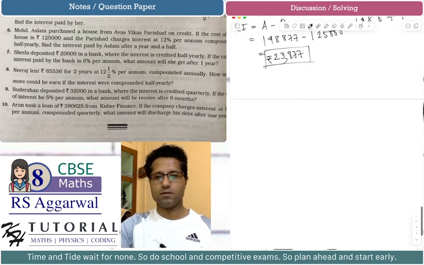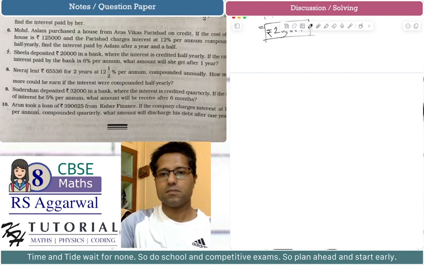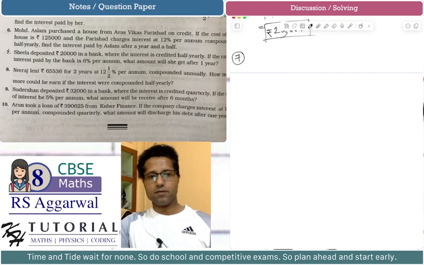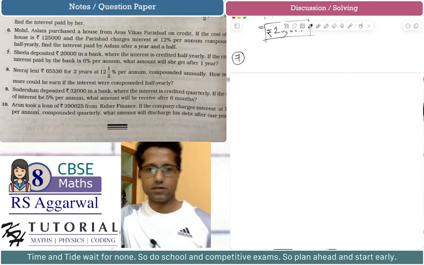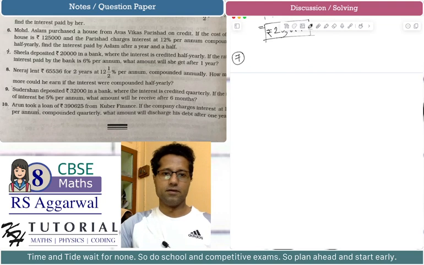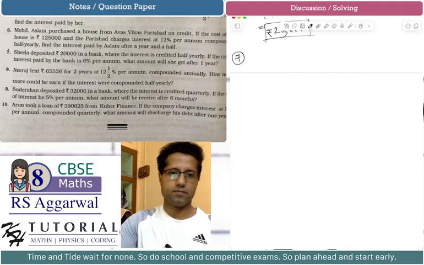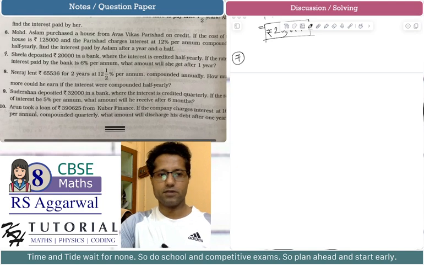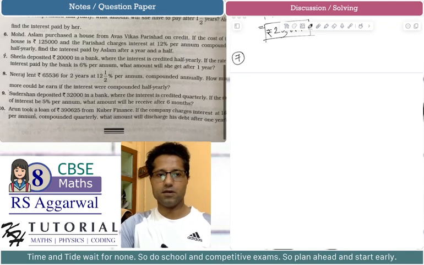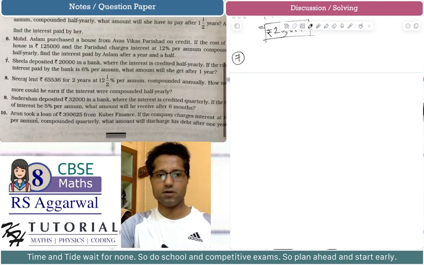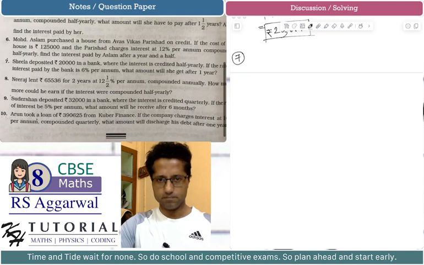Let's do problem number 7. Sheila deposited rupees 20,000 in a bank where the interest is credited half yearly. If the rate of interest paid by the bank is 6% per annum, what amount will she get after 1 year? In this case, Sheila will get back some interest because she is investing the 20,000 in the bank. Now the bank is giving a rate of interest of 6% per annum.